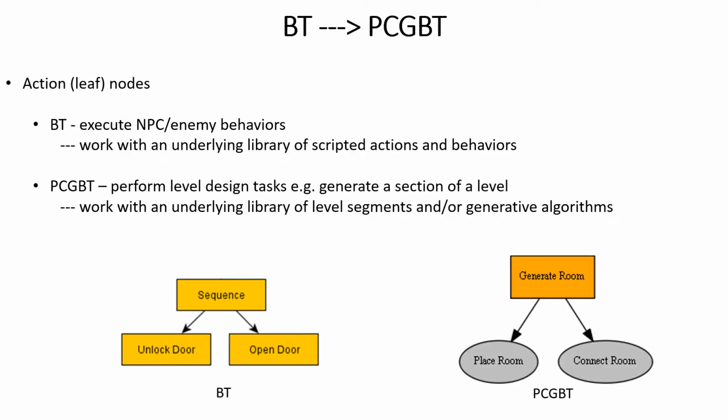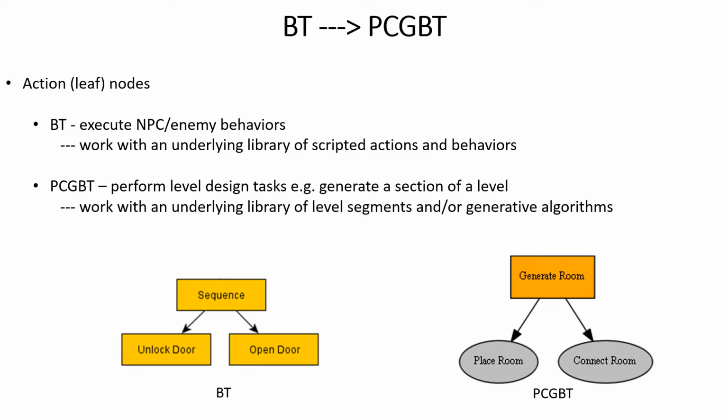And so how do we use these behavior trees for PCG? Well, it's pretty simple. All we do is change what the action nodes are doing. So rather than have them execute NPC or enemy behavior such as in a traditional behavior tree, here we have them perform level design tasks such as placing rooms or generating segments, for example.